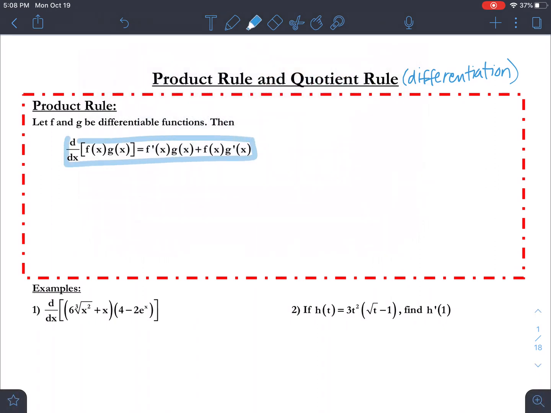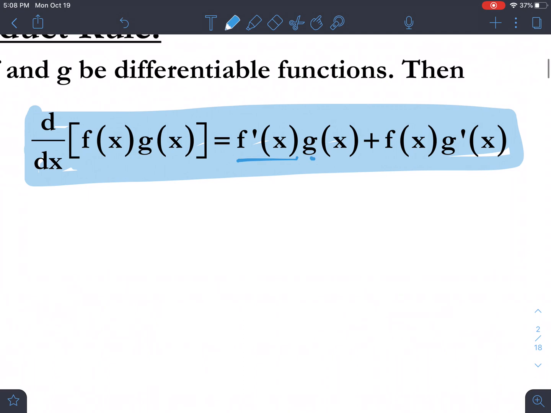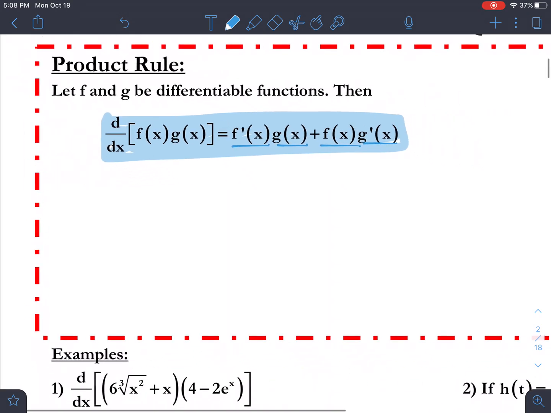If you take the derivative of f of x times g of x, our answer is going to be f prime times g plus f times g prime. So basically, derivative of the first times the second plus first times the derivative of the second. Okay, so more simply, f prime times g plus f times g prime.